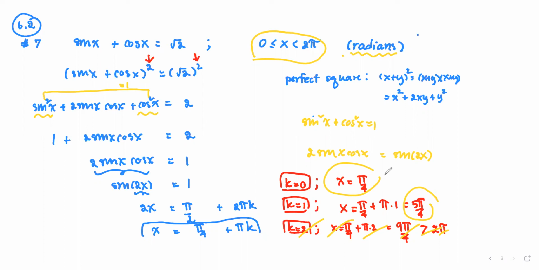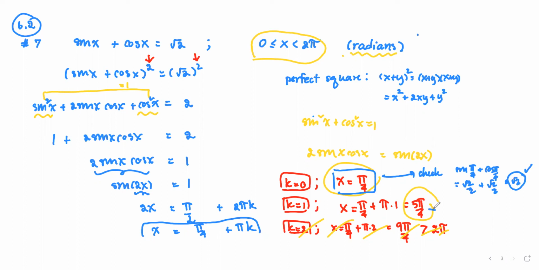For x equals pi over 4, we check the value, the left-hand side, the sine of pi over 4 plus cosine of pi over 4, which is square root 2 over 2 plus square root 2 over 2 equals square root 2, the same as the right-hand side. Check, so we keep this solution.